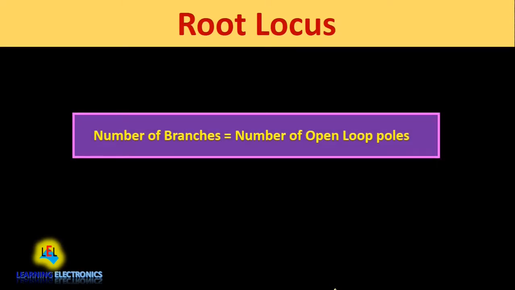In the last class, we have solved two numericals of root locus, and based on those two numericals, we had drawn one conclusion, and the conclusion is that the number of branches in the root locus is equal to the number of open loop poles of the transfer function. So if the number of open loop poles is equal to 4, then the number of branches of the root locus will also be equal to 4.